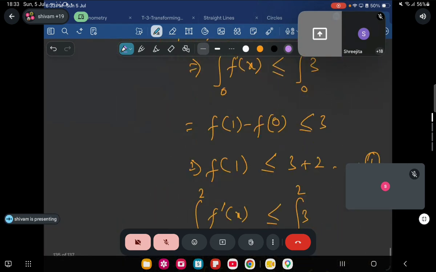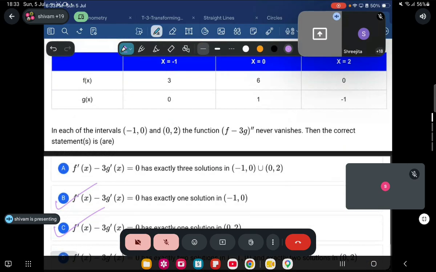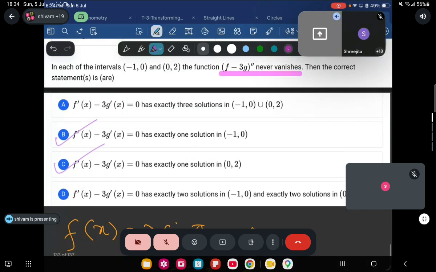Similarly, I hope you can check option C also. Okay. In the question it is mentioned, pay attention, that the second derivative never vanishes. If the second derivative never vanishes, either the graph is totally concave upwards or totally concave downwards. Is it clear? Are you getting? So I think now you have understood. That is why it has exactly one solution in (-1, 0), and it has exactly one solution in (0, 2) as well. Is it clear?